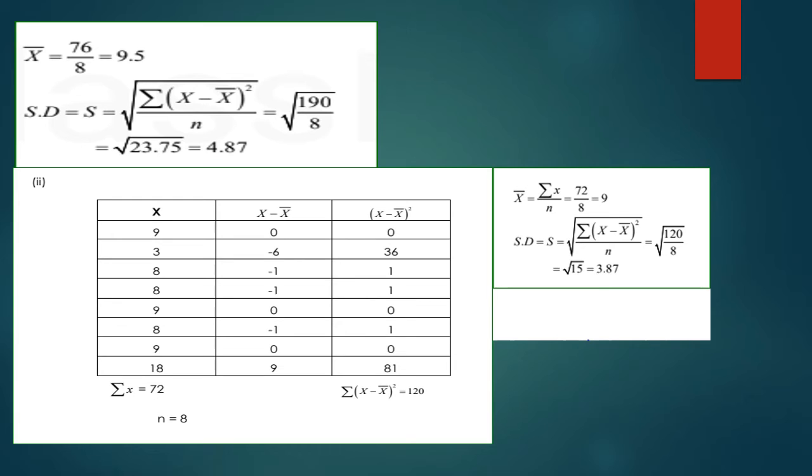So (x minus x bar) whole square means 0 multiplied by 0 is 0, minus 6 multiplied by minus 6 is 36, minus 1 multiplied by minus 1 is 1. Similarly, these are 1, 0, 1, 0. So summation (x minus x bar) whole square is equal to 120. Putting in the formula, s is equal to the square root of summation (x minus x bar) whole square divided by n, 120 divided by 8. By simplification and taking the square root, it is equal to 3.87.